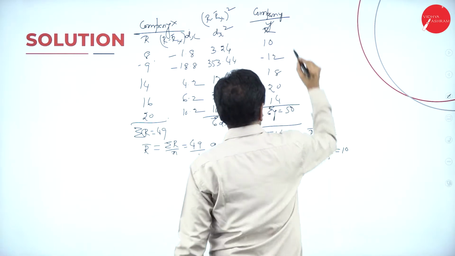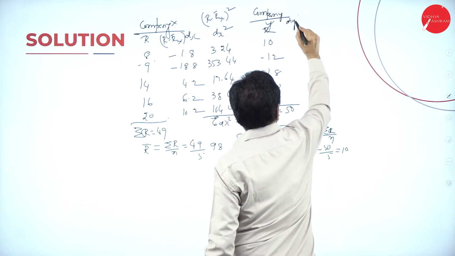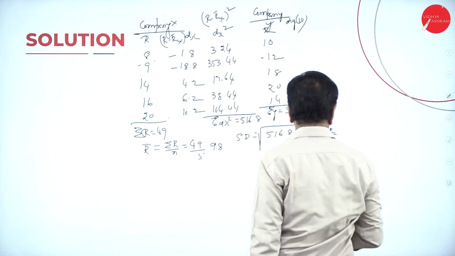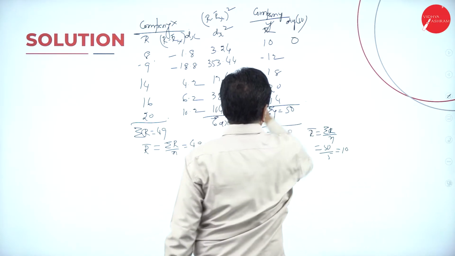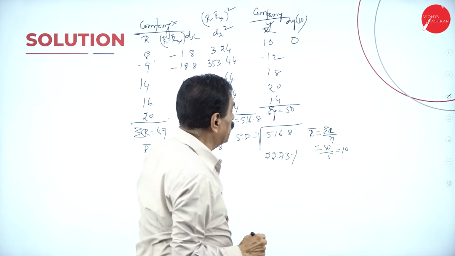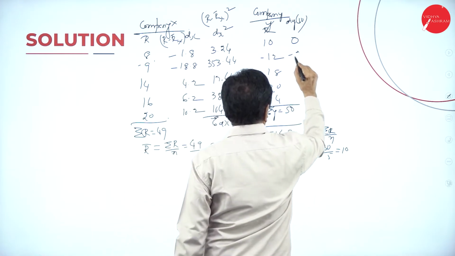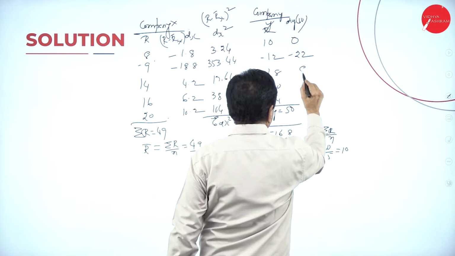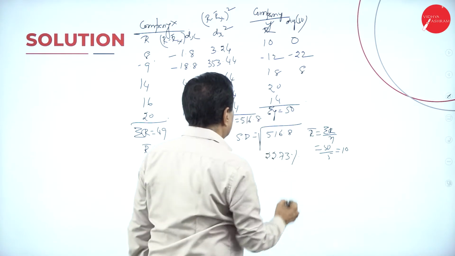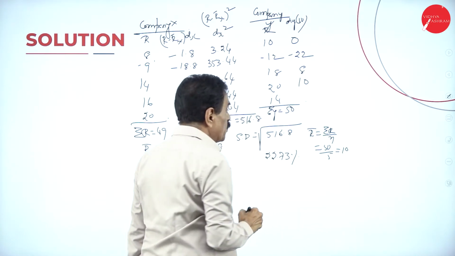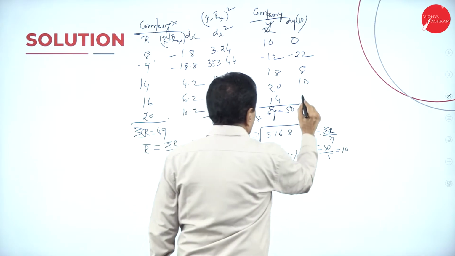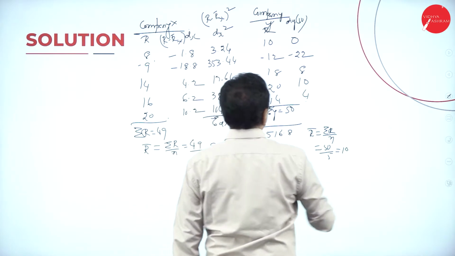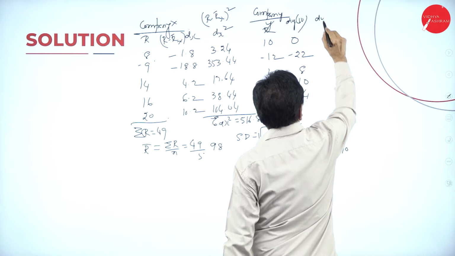This is the deviation dy in the bracket. 10 minus 10 is 0. Minus 12 minus 10 is minus 22. 18 minus 10 is 8. 20 minus 10 is 10. 14 minus 10 is 4. Then dy square.